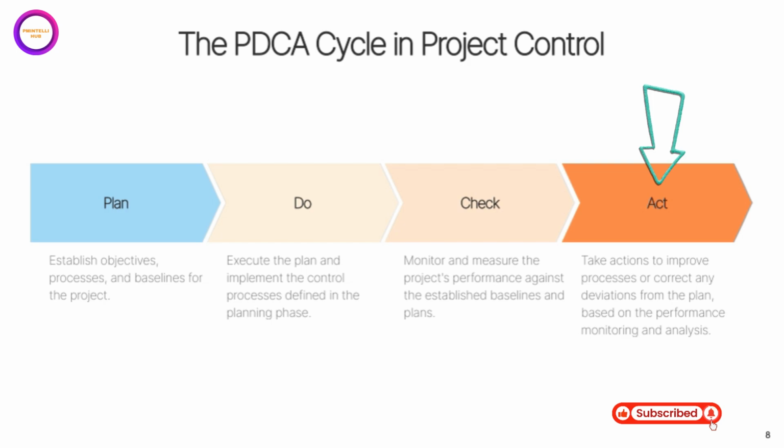Finally, act is where we review what we've learned from monitoring. If there are deviations or issues, we take corrective actions to bring the project back on course. Or, if we've identified opportunities for improvement, we implement changes to enhance our processes.